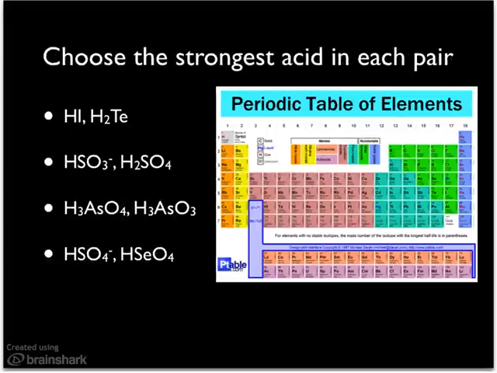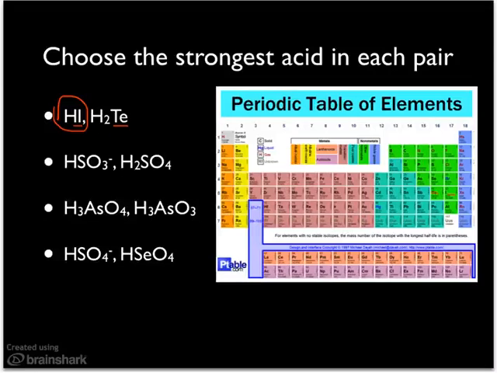So here are a couple of examples of the three criteria that I just talked about. You have HI and you have H2Te, sorry. So you're looking at the I and you're looking at the Te. Look at the periodic table, which might be a little difficult to see, but there's your Te right there, there's your I right there. Whichever one is closest to the right is going to be stronger. So in this case, between the two, HI is going to be stronger because it's more to the right on the periodic table. For the next one, you have HSO3 minus and you have H2SO4.